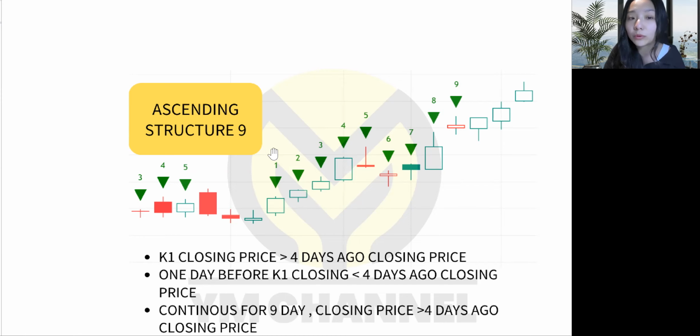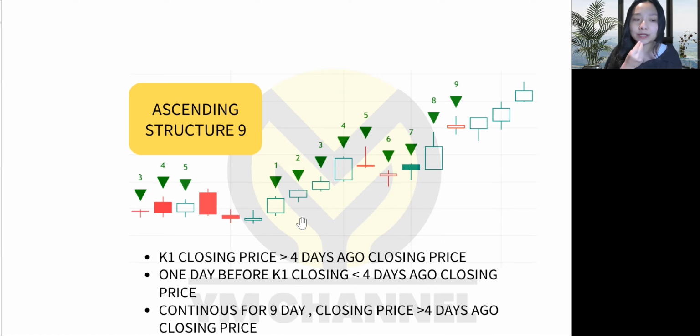But what we need here is candle 1. So you just remember the first one, okay? But what does the ascending structure mean? It means when we go up or even go down, we have a momentum, and usually it lasts for 9 candles, okay?